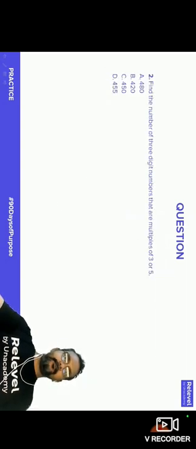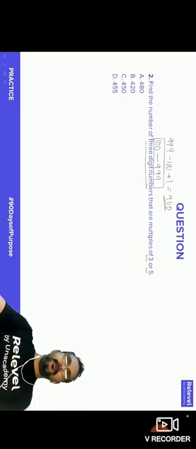Next, number 2. You find the number of 3-digit numbers that are multiples of 3 or 5. So a 3-digit number means starting from 100 till 999. How many 3-digit numbers do we have? So we have 999 minus 100 plus 1. So that is 900 numbers. Why do we add 1? Because we are counting both the ends. For example, from 3 to 7, there are 3, 4, 5, 6, 7, 5 numbers. But if I just do 7 minus 3, I get 4. So I need to add 1.